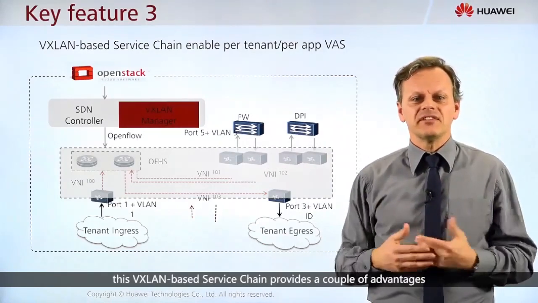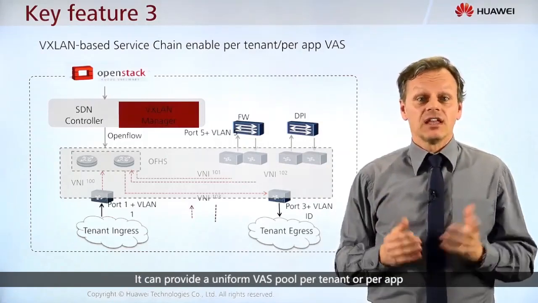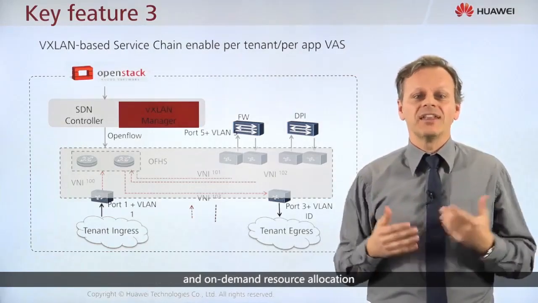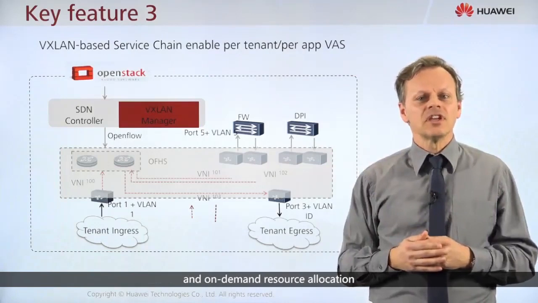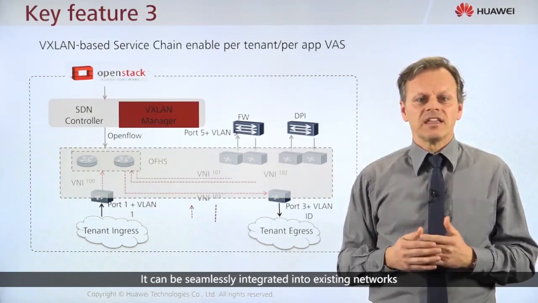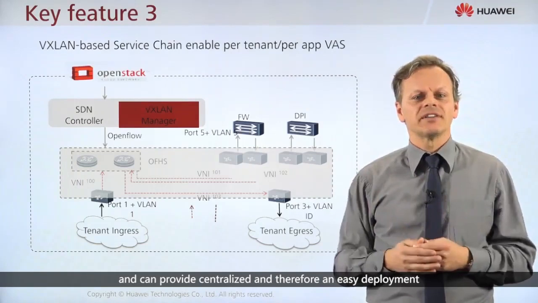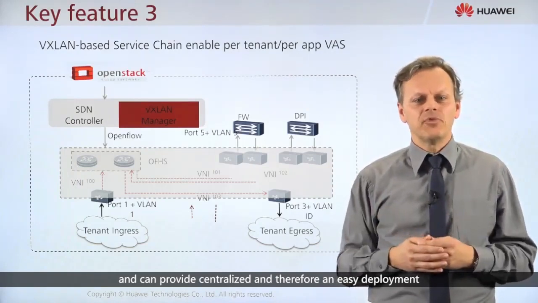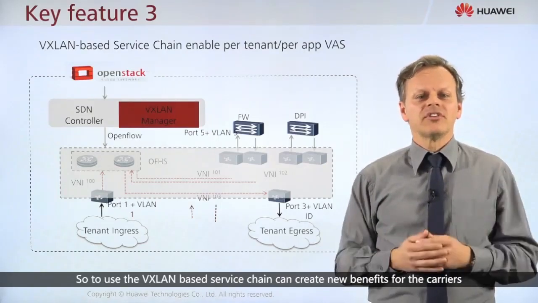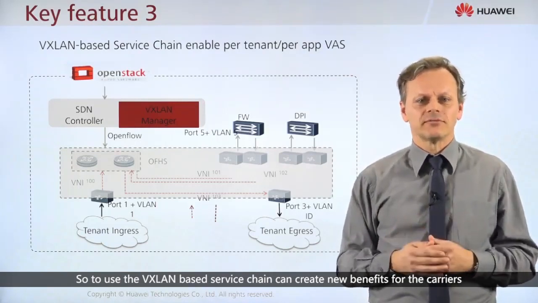As we have seen, this VXLAN-based service chain provides a couple of advantages. It can provide a uniform VAS pool per tenant or per app and an on-demand resource allocation and utilization for differential virtual appliances. It can be seamlessly integrated into existing networks, and it can provide a centralized and therefore an easy deployment and extensive scalability for carriers. So to use the VXLAN-based service chain can create new benefit for the carriers.